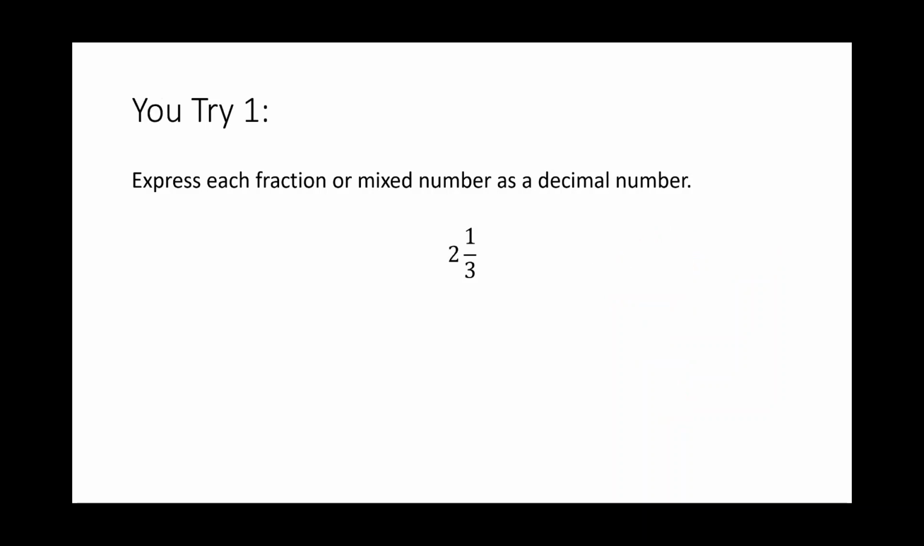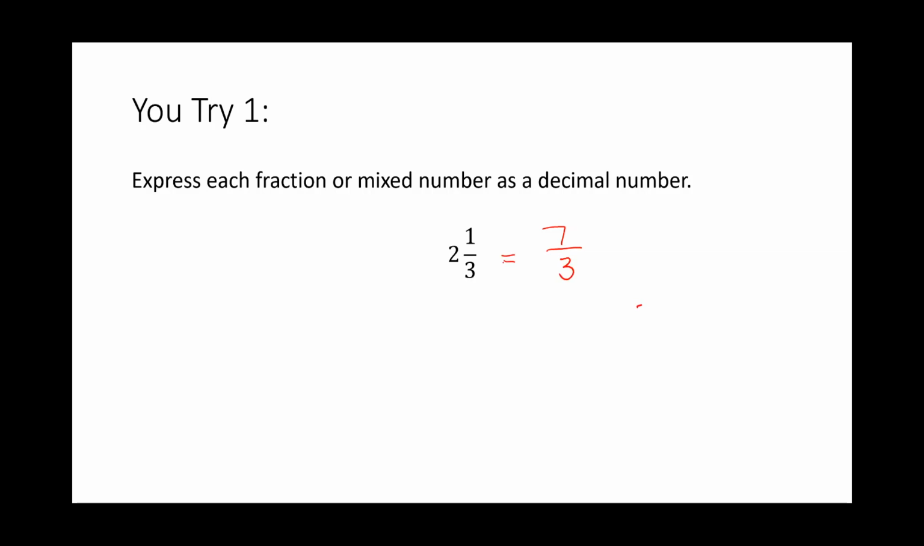Go ahead and try this one on your own. Pause the video and I'll see you in a second. Okay, it's asking us to express each fraction or mixed number as a decimal number. So 2 1/3. First thing I want to do is turn this into an improper fraction. 3 times 2 is 6 plus 1 is 7. So I'll have 7/3.